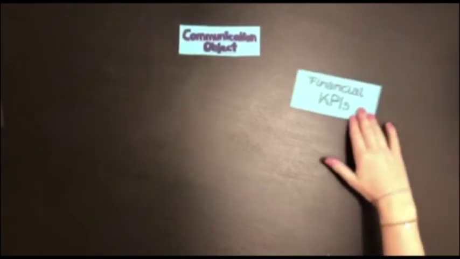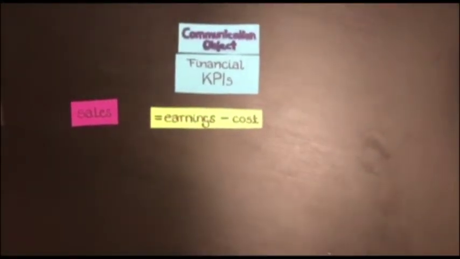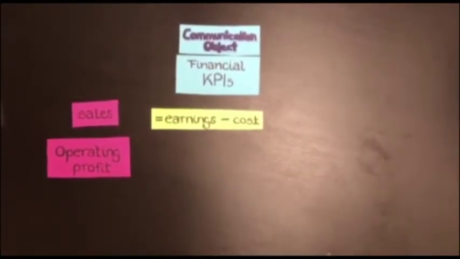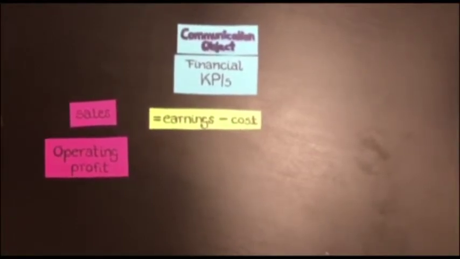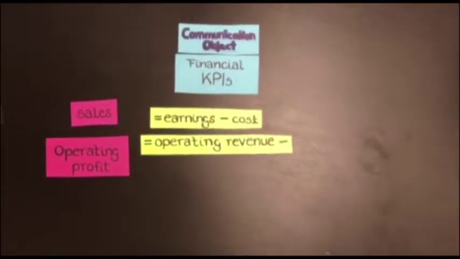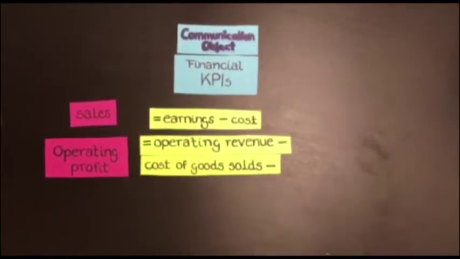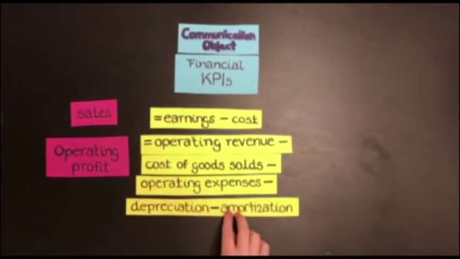So first of all, we want to give you a short overview over the most important financial key performance indicators. First, sales. This is the earnings minus costs. Second, the operating profit. It is the most important earnings indicator as it expresses the success of the core business. The calculation: you take the operating revenue minus cost of goods sold, minus operating expenses, minus depreciation and amortization.